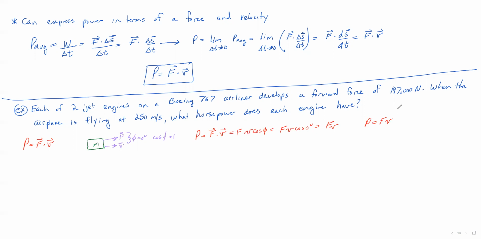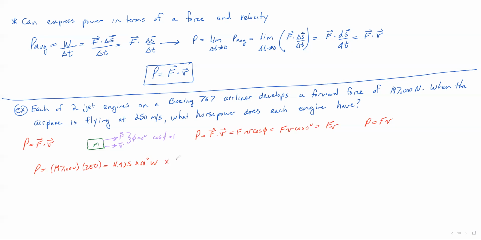So then what we're going to do is take this engine, right? And we're going to say, okay, the power is simply going to equal 197,000 times 250. Well, that's going to be 4.925 times 10 to the 7 watts. That's really huge, but they want it in horsepower anyway.